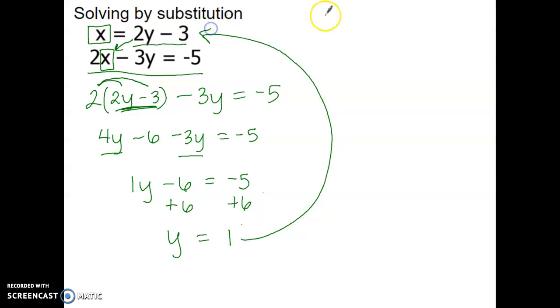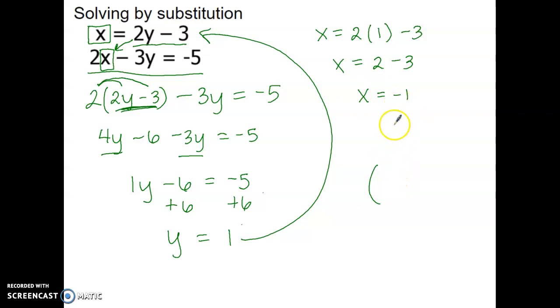Now to figure out what x equals, now that I know what y equals, I'm going to plug it back in. So x equals 2 times, we now know y is 1, minus 3. 2 times 1 is 2. 2 minus 3 is negative 1. So our solution, just like we did with substitution, we're going to write it as a point. Remember, anytime you write a point, it's x and then y. So x was negative 1, y is 1. There's your solution.